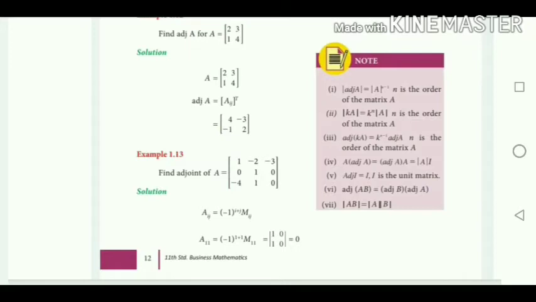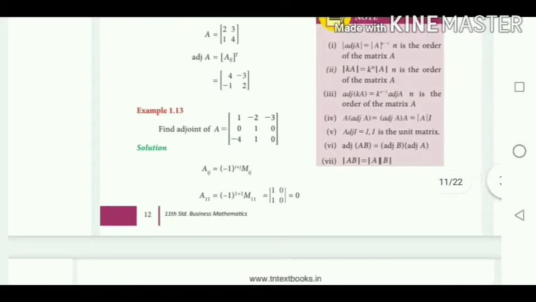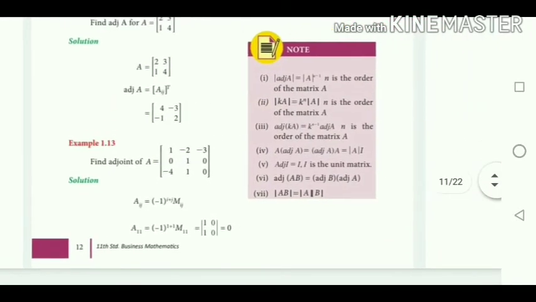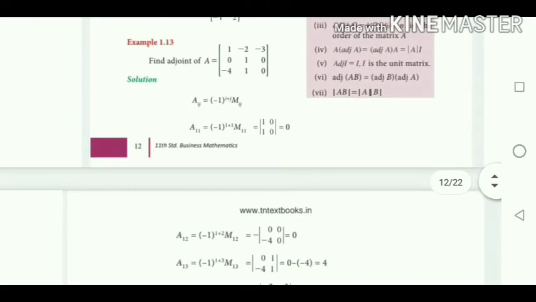Then the next question, 3 into 3 matrices. In 3 into 3 matrices, how do you find the adjoint of a matrix? Before that, it is given adjoint of A equals the transpose of A ij, where n is the order of the matrix A. Then A is 1, minus 2, 3, minus 3, 0, 1, 0, minus 4, 1, 0. Here find M11, that is, eliminate the first row and first column. Eliminating the first row and first column, you get 1 0 1 0.